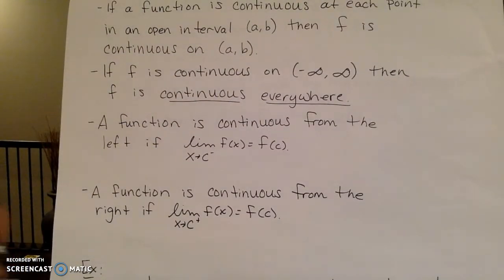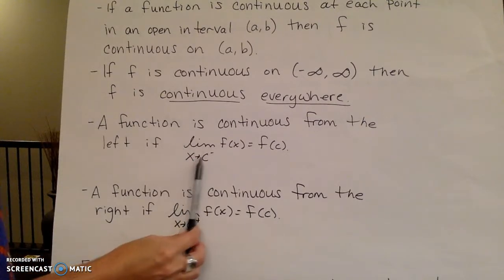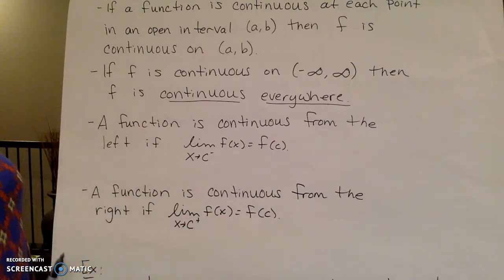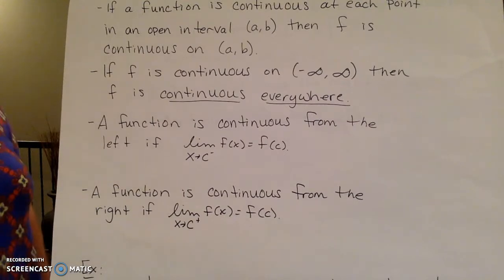A function is continuous from the left if the limit as x approaches c from the left of f of x is equal to f of c. It's continuous from the right if the limit as x approaches c from the right of f of x is equal to f of c.